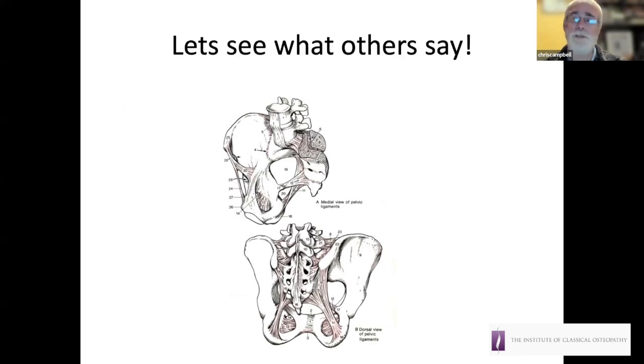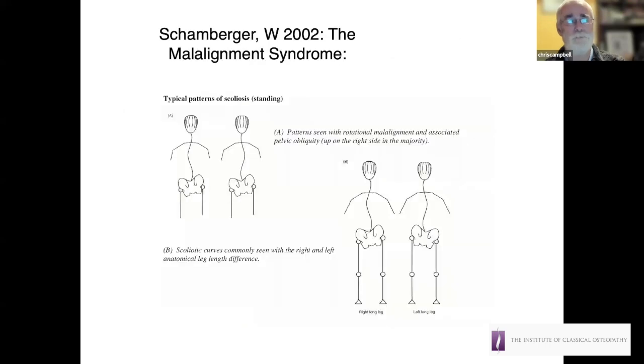So let's see what other people say before we come back to that, about this common lesion pattern or the common compensatory pattern. Schamberger is a physiotherapist and a marathon runner, as far as I can remember. Drew it both ways, left and right, and talked about it in terms of the short leg and the long leg. The anterior right pelvis giving you a functional long leg, the posterior left one giving you a functional short leg.